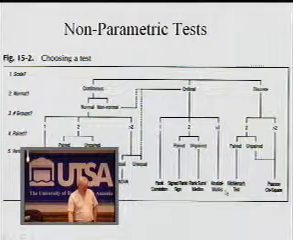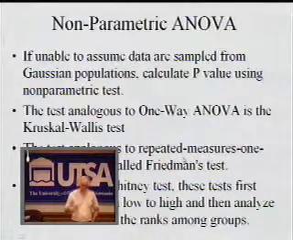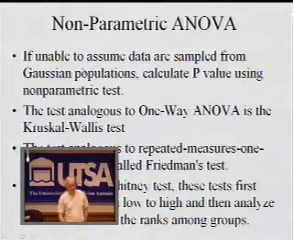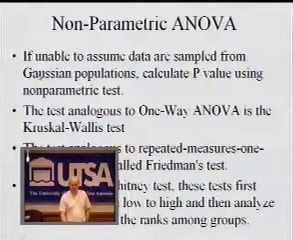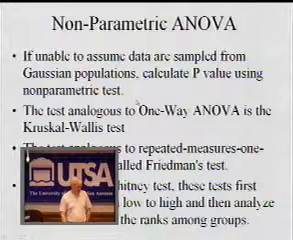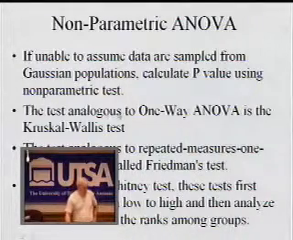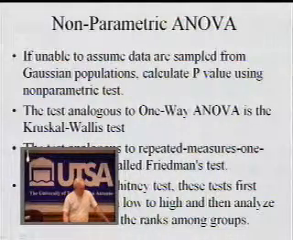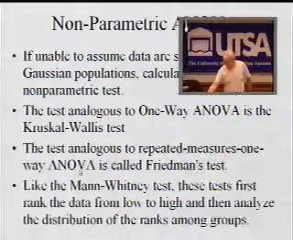and this is where we're going to talk about the Kruskal-Wallis, which is the equivalent to non-parametric one-way ANOVA, actually. So if you're unable to assume the data are sampled from a Gaussian population, then you calculate the p-value using the non-parametric test. The Kruskal-Wallis test is analogous to one-way ANOVA. The test analogous to the repeated measures one-way ANOVA is the Friedman's test.